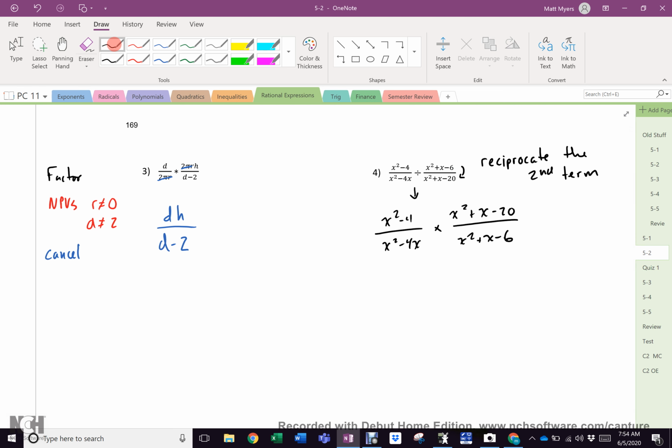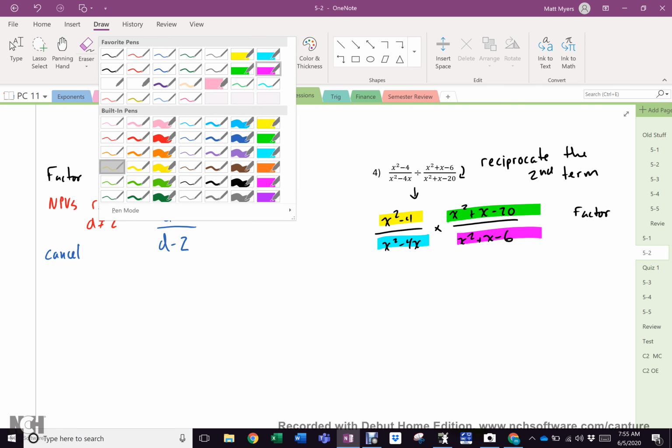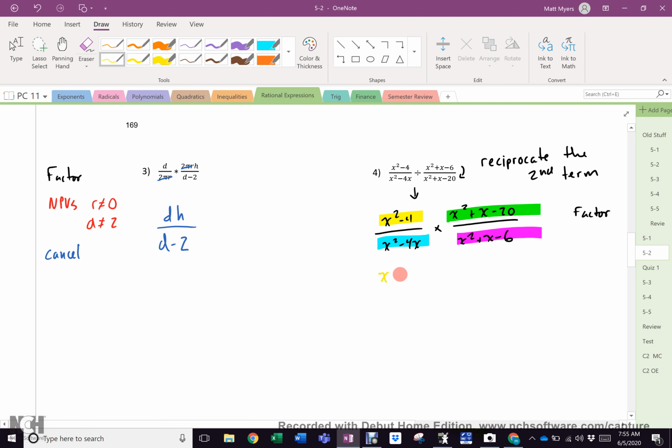Now we get into our steps, and step 1 is always factor. So I can factor there, I can factor there, I can factor there, and I can even factor there. So I factor everything. X plus 2, x minus 2.